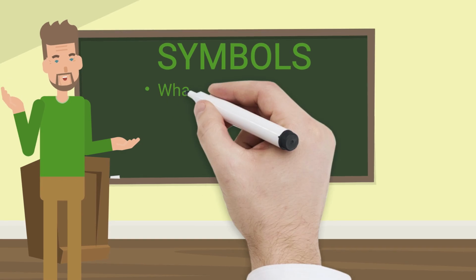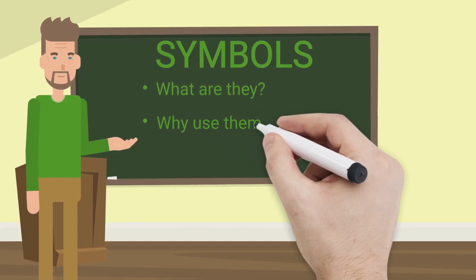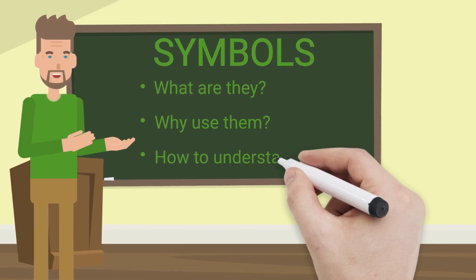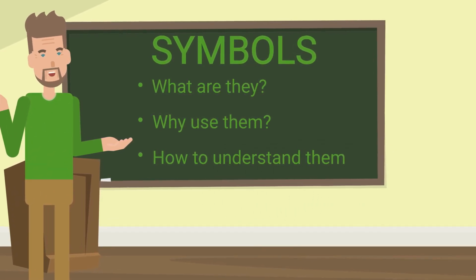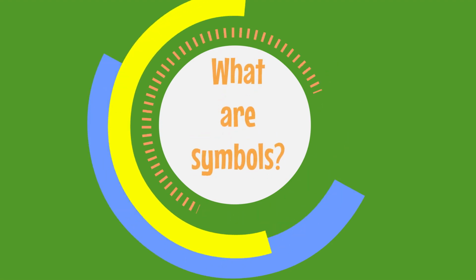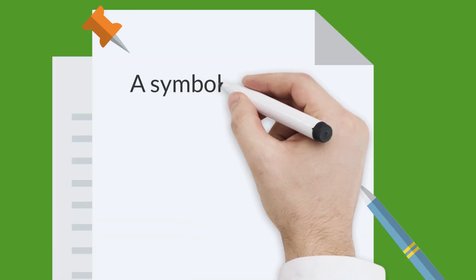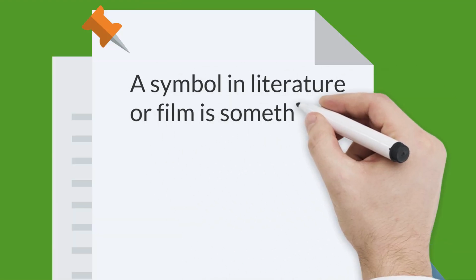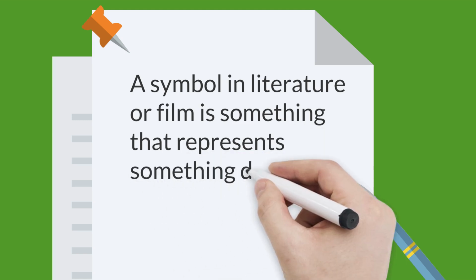This video explains what a symbol is, why writers use them, and how to understand them when you read about them in a book or see them in your favourite series. A symbol in literature or film is something that represents something deeper.